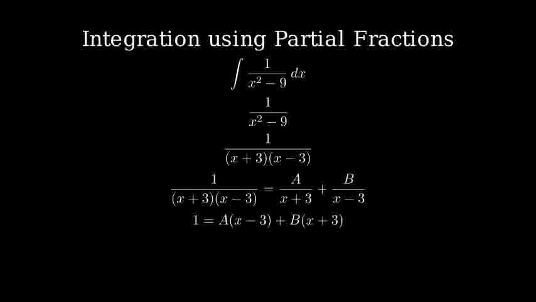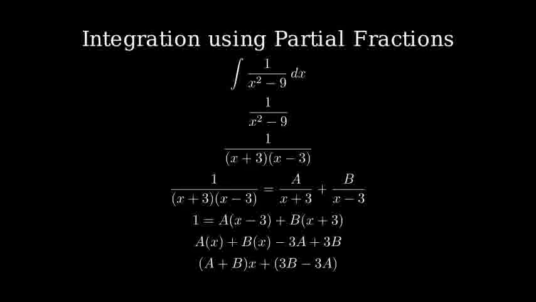Let's begin by expanding both sides of the equation. The right-hand side becomes Ax minus 3A plus Bx plus 3B. Next, group by like terms. This yields A plus B times x plus 3B minus 3A equals 1.